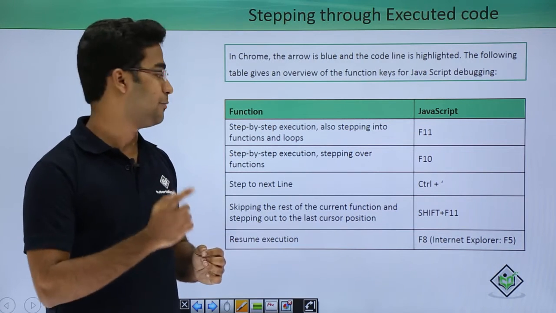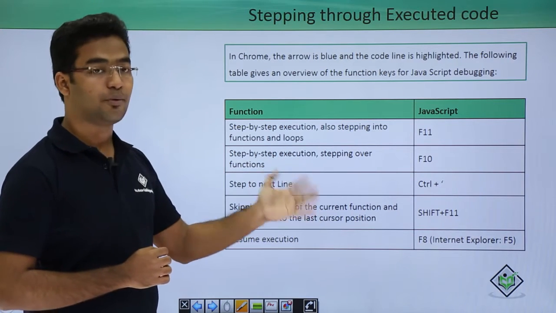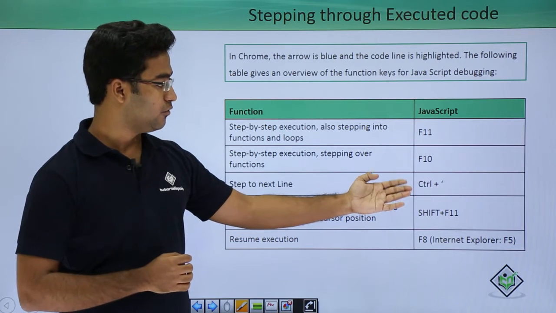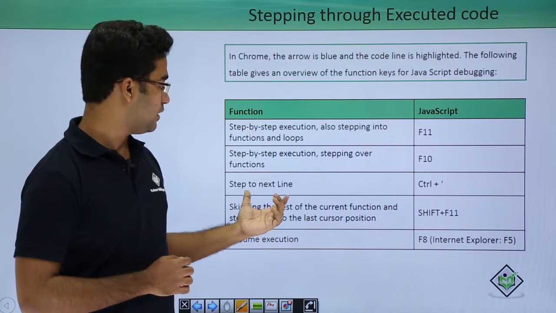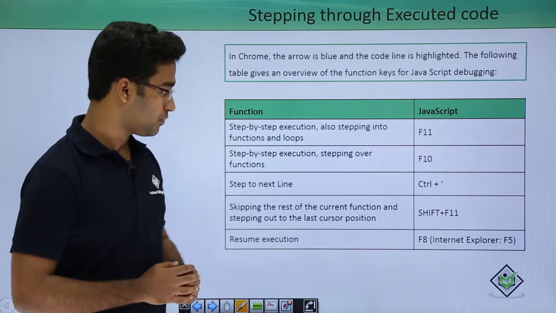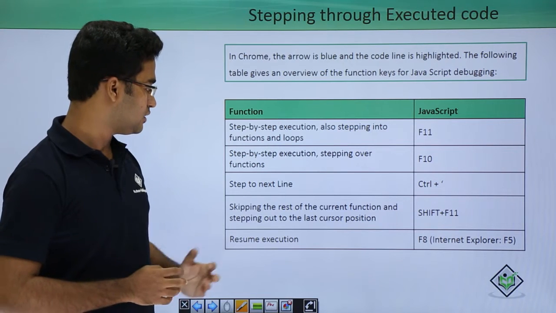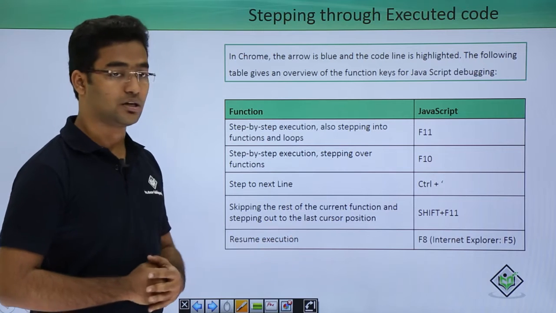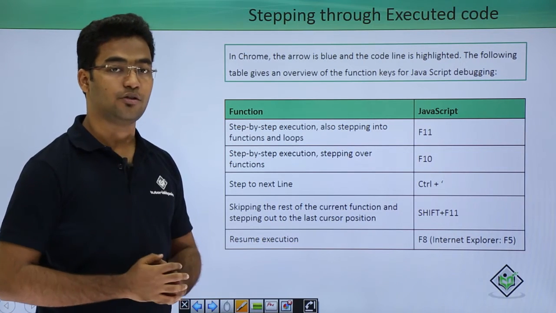If you have kept the debugger in a particular function and press F11, it will go line by line, and if you press F10 it will step over particular functions itself. If you press Control and the quotation button, then it would step into the next line. Similarly you could press Shift and F11, that is skipping the rest of the current function and stepping out to the last cursor position, and F8 is obviously to resume.